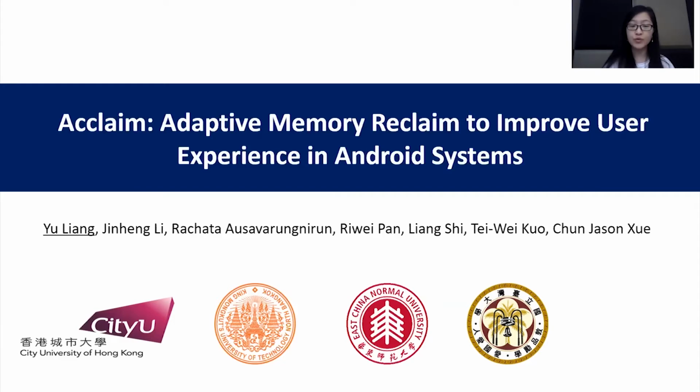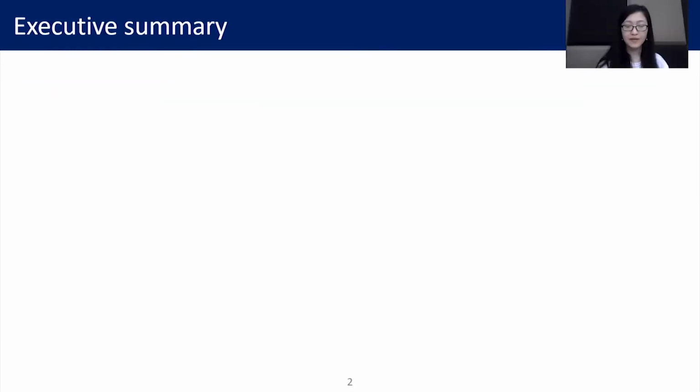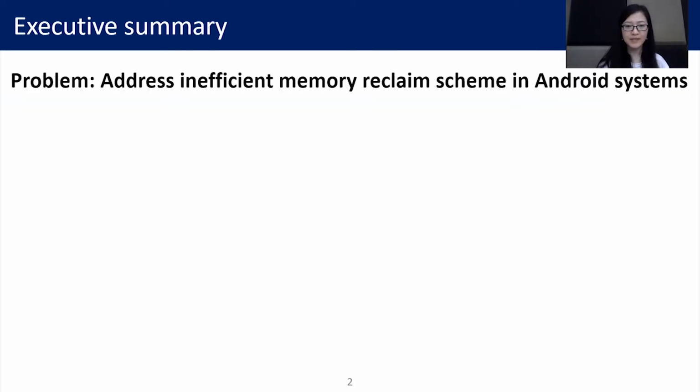This work aims to improve the user experience in Android systems. First, let me quickly go over the overview of this talk. We found the memory reclaim scheme is inefficient in Android systems, especially under intensive I/O requests. Specifically, we found that there are many page faults and direct reclaim during application daily usage. We further found that there are two main causes of this problem.